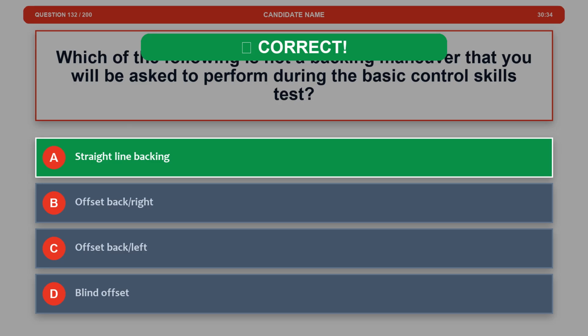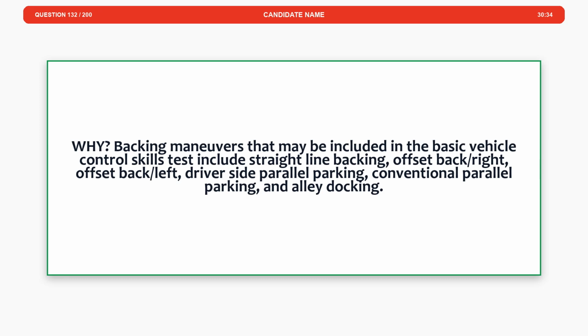The correct answer is option A, straight line backing. Explanation: backing maneuvers that may be included in the basic vehicle control skills test include straight line backing, offset backing right, offset backing left, driver side parallel parking, conventional parallel parking, and alley docking.